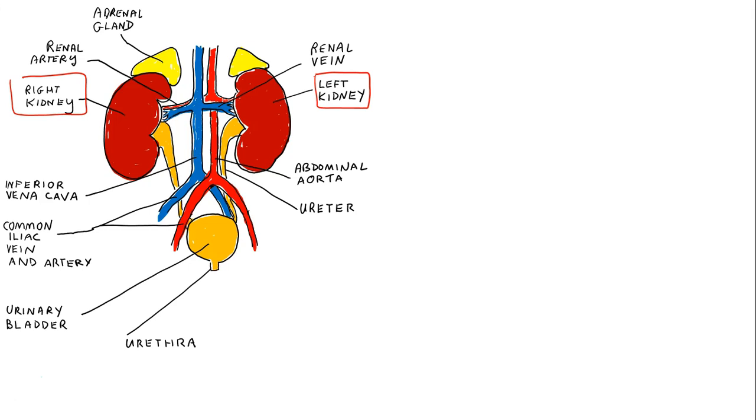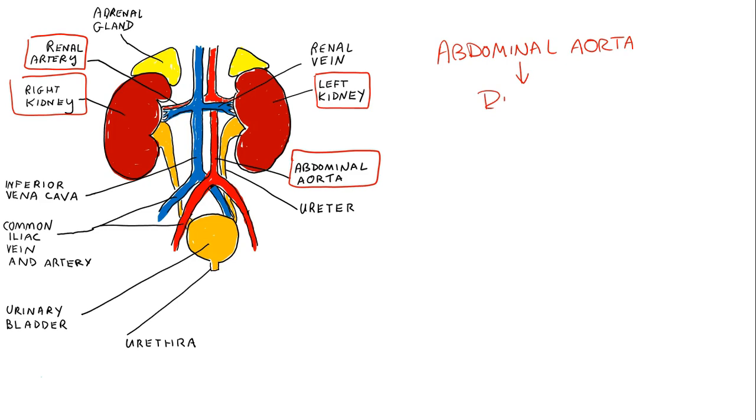The kidneys have a rich blood supply because their purpose is to filter the blood. The renal artery is bringing oxygenated blood to each kidney. And the renal artery comes from the abdominal aorta, which is the big blood vessel that is coming from the heart. And so the abdominal aorta branches off into the renal artery, and the renal artery or arteries lead to each kidney.